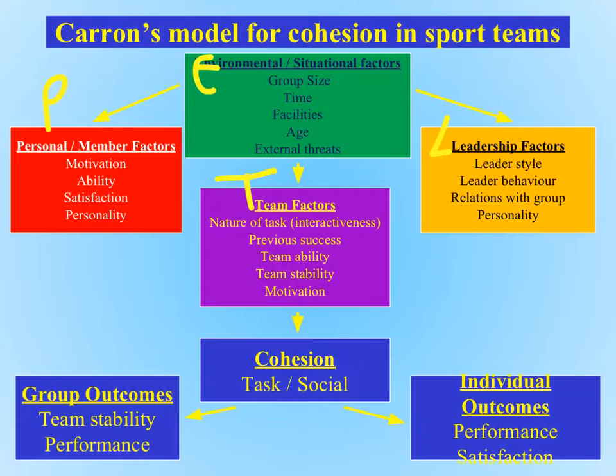So probably more examples from this box. So the interactiveness of the sport. So a more interactive sport will affect the cohesion. So sports like basketball, football, etc., where we need to interact with each other. Previous success, as we've just mentioned, can be a big impact on cohesion. And another good one to mention is team stability. So if we keep the same players for a number of years maybe, then we get more stability and therefore develop better cohesion.